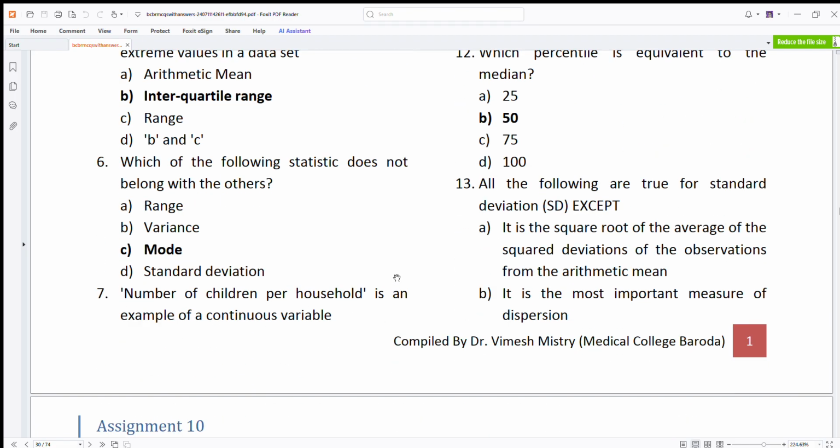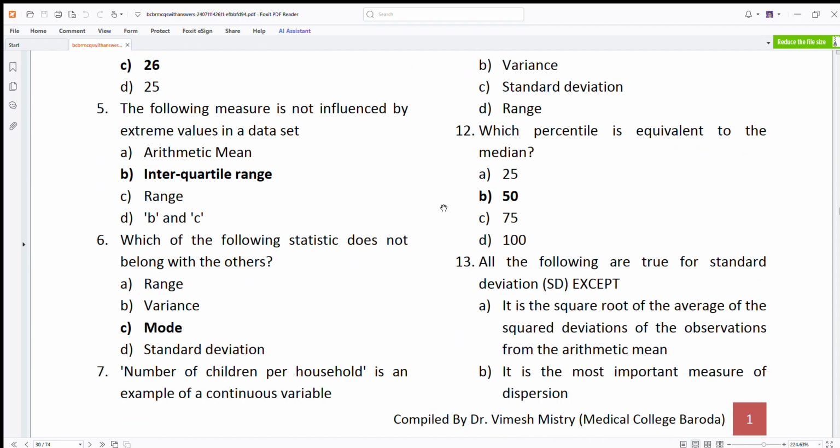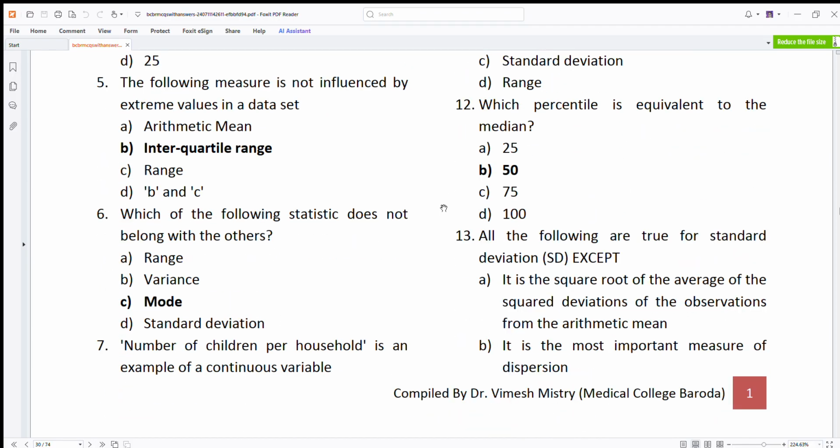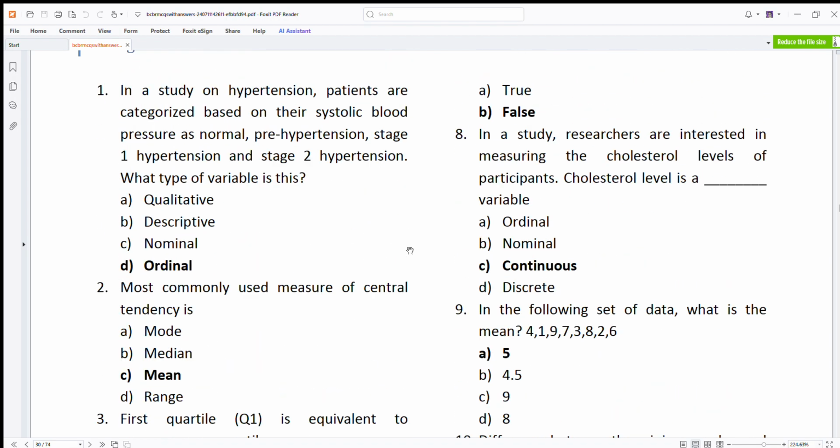Number of children per household is an example of a continuous variable. Discrete or continuous? Just a second. No, it is discrete. Because continuous contains decimals, but discrete variables have whole numbers. So this is false. In a study measuring cholesterol level, it is a continuous variable, because it is in decimals.